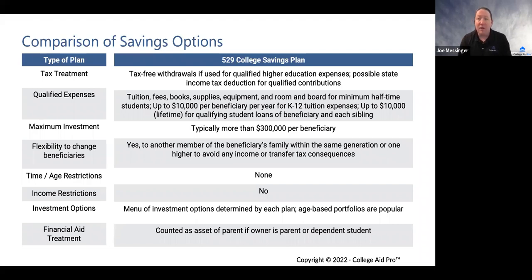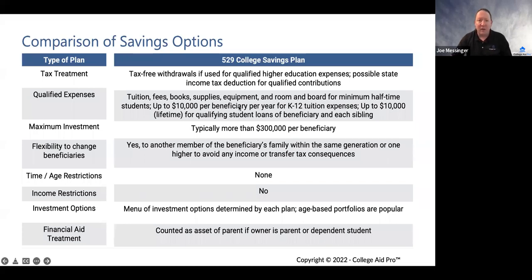And then the other piece is up to $10,000 lifetime for qualifying student loans of a beneficiary and sibling. So if you're done with school, you've got monies left over, you can use up to $10,000 of that 529 to pay off student loans. So I'll get into a smart lending strategy because it's a big part of paying the college bill. And I'll hit a little bit more on those particular aspects in an example.